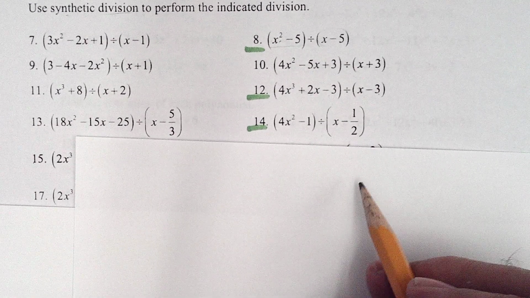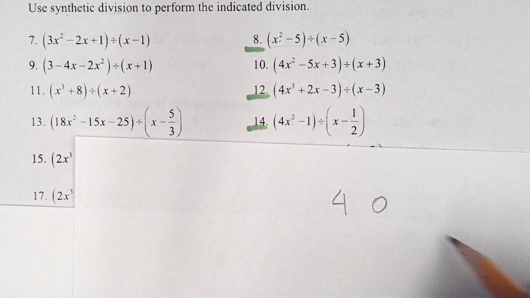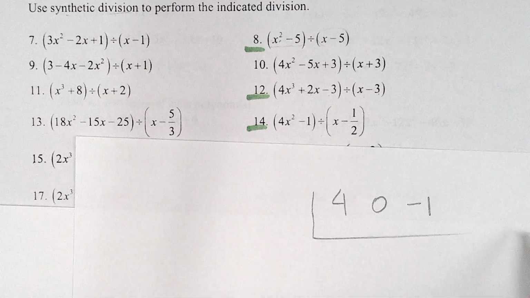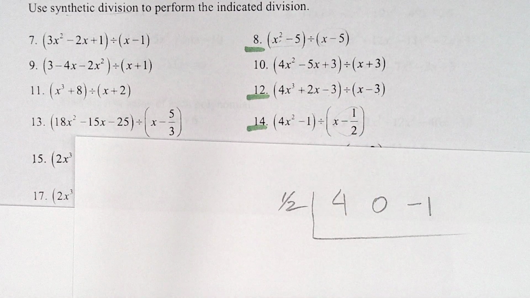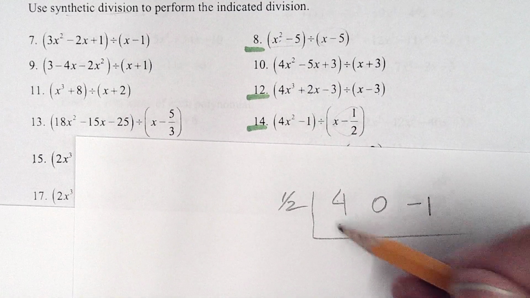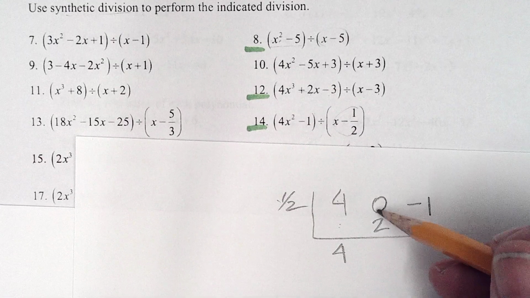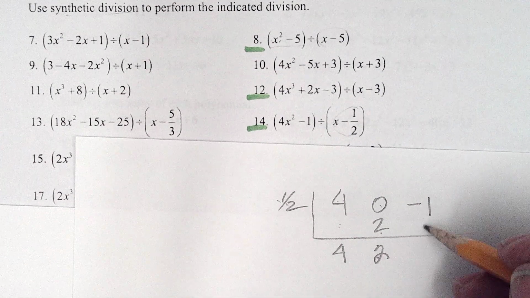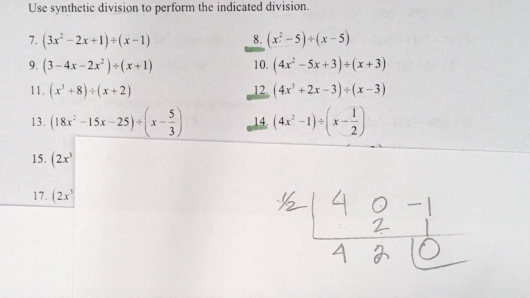So I'm doing 4x squared, no x's, minus 1. Dividing it by, see what makes this 0 is 1 half. Add down. 4 plus nothing is 4. Multiply by a half. Add down. Multiply by a half. Add down. This one goes in evenly.